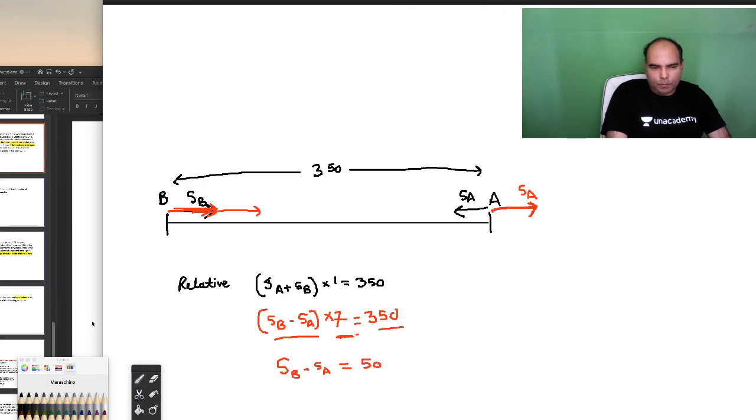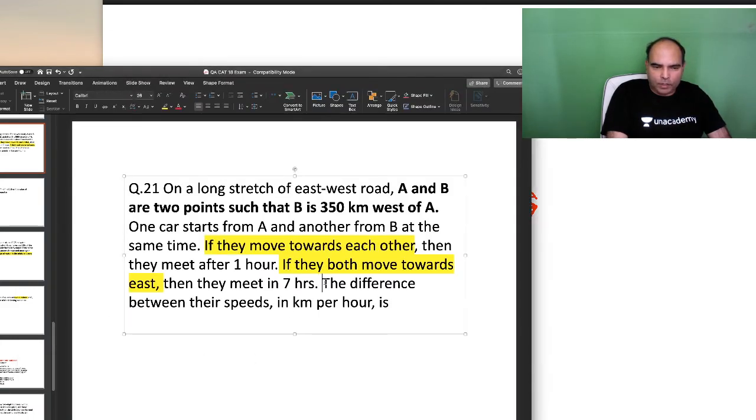And once you get this 50, you look at the question. The question is asking for the difference between their speeds. So in fact, the first part was not even required here. You did not need to look at it. The question gets solved only by this single statement. You did not need to use that initial statement.